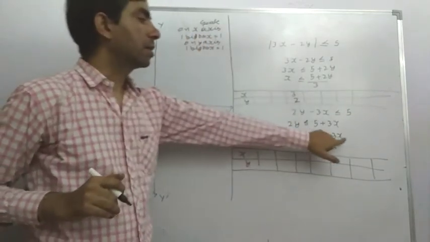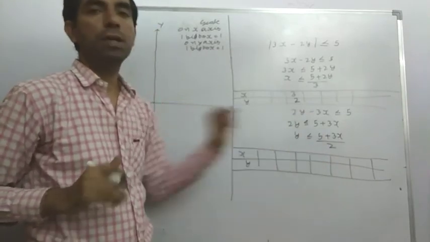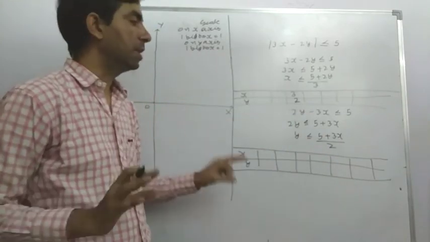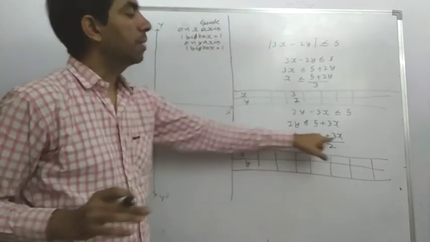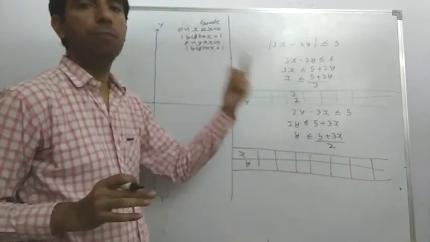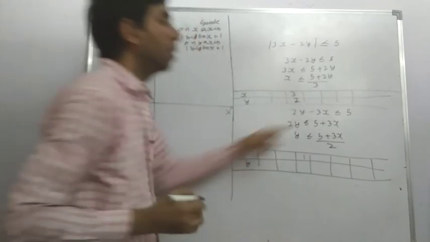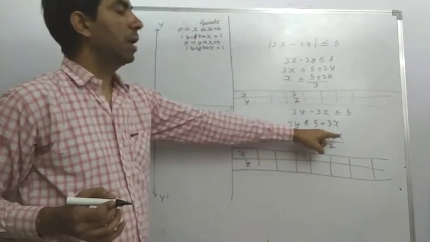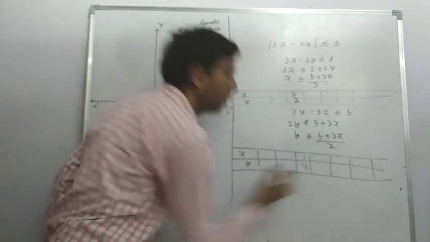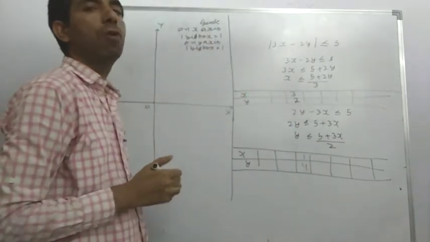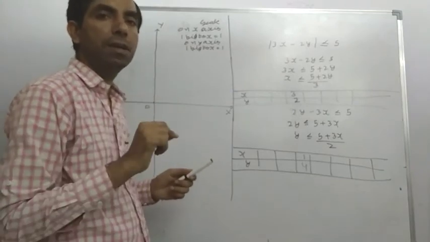In the second equation, first we take x as 0: 3x is 0, then 5 upon 2 will not divide completely. Second time we take x equal to 1: 3 times 1 is 3, and 5, 8, 8 upon 2 is 4. We can solve it. So we write the values x equal to 1 and y equal to 4.